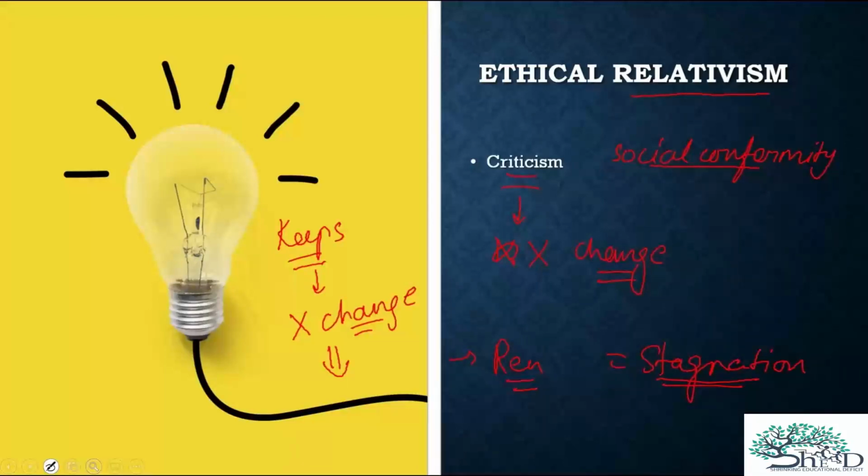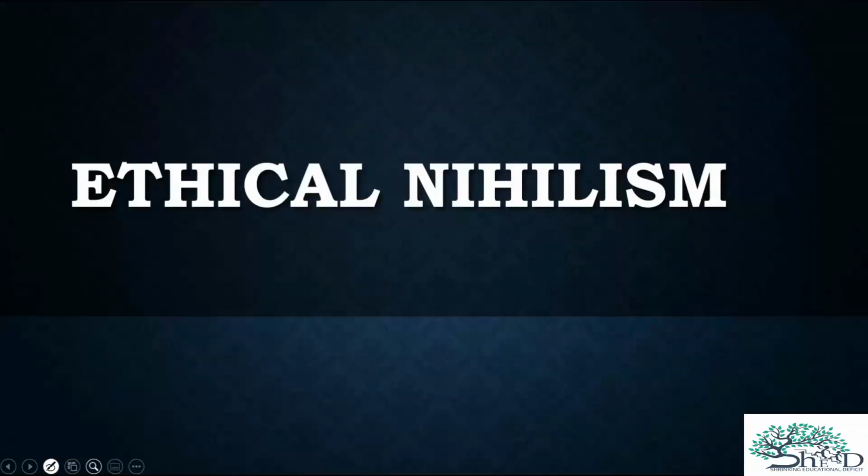If something is always correct in some place or another, then there is no universal ethics, right? And as we just saw, it would lead to no progress, it will lead to stagnation. All right, let's move on to the next principle: ethical nihilism.